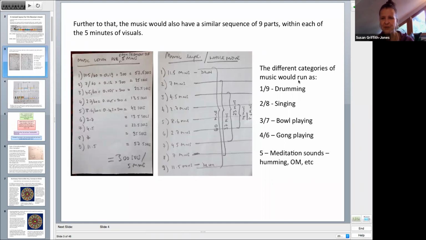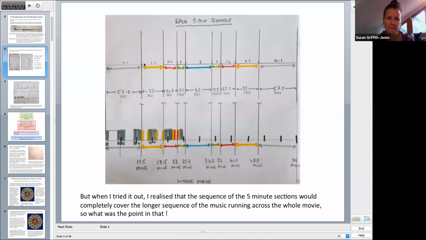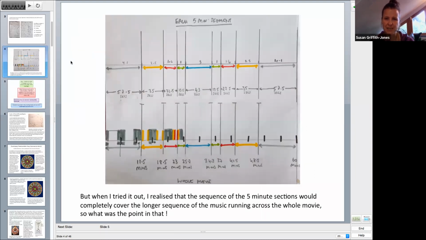The 5 categories of music would run as drumming and singing, bowl playing, gong playing, and meditation sounds, which means humming or om or other sounds that are made during or after silent meditation that I filmed at the Bosnian Pyramids. I filmed the groups there doing these meditations. So to clarify this, here's a chart which makes it a bit easier for you to understand.